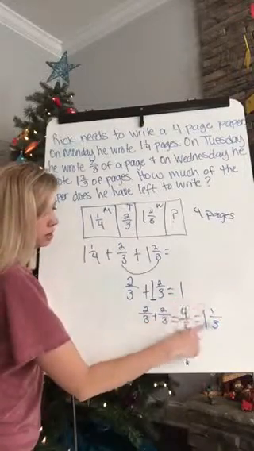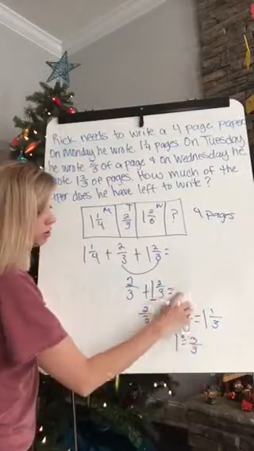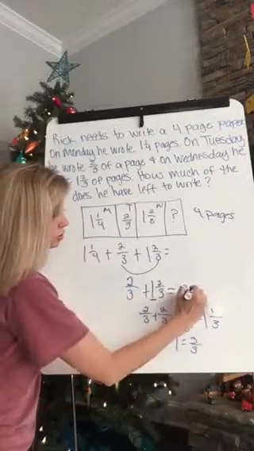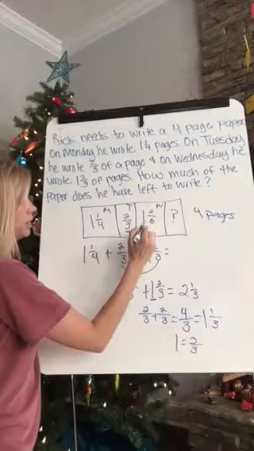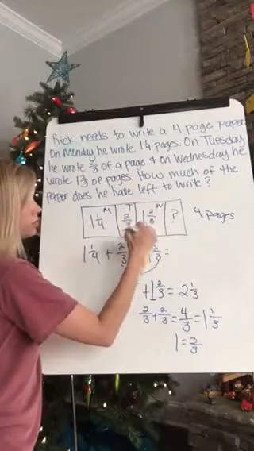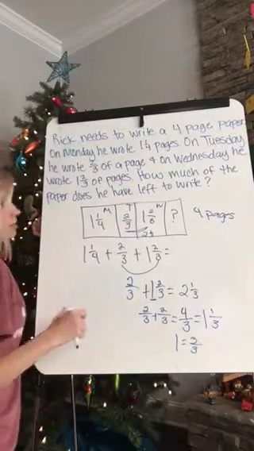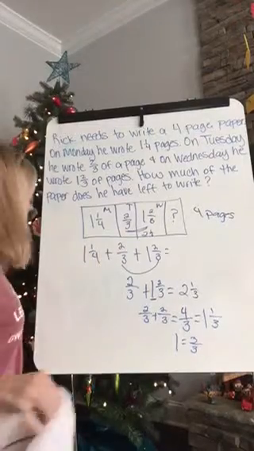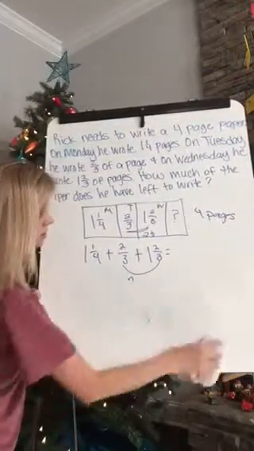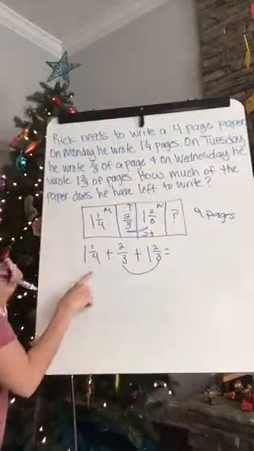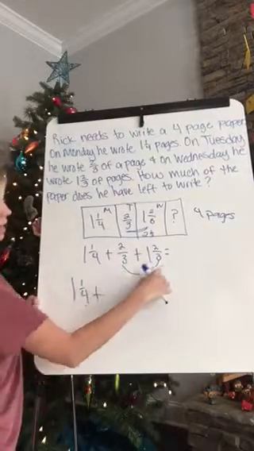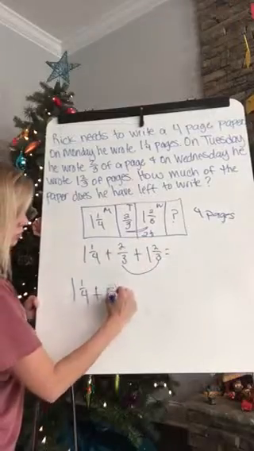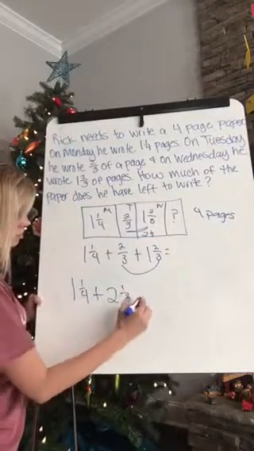And then I've got this other whole right here that I set aside from earlier. So I've got to put my 1 whole together with my 1 1/3. So I'm going to have a total of 2 1/3. And that's just the total for this part right here, 2 1/3 for both of those days. So now I need to add the 1 1/4 to it. So I've got 1 1/4 plus what I got from my total here, 2 1/3.